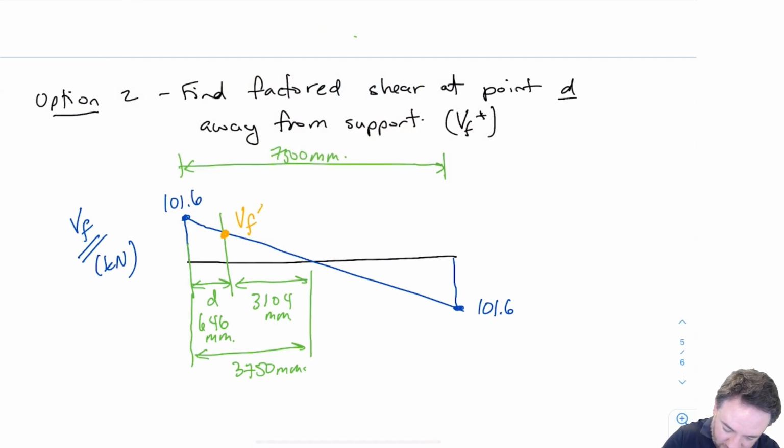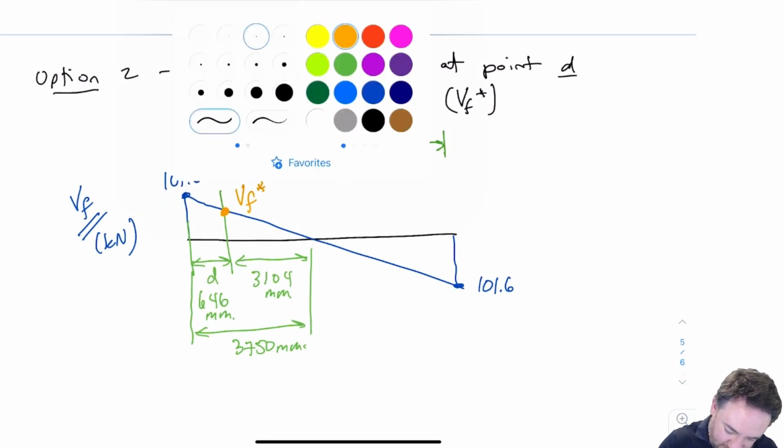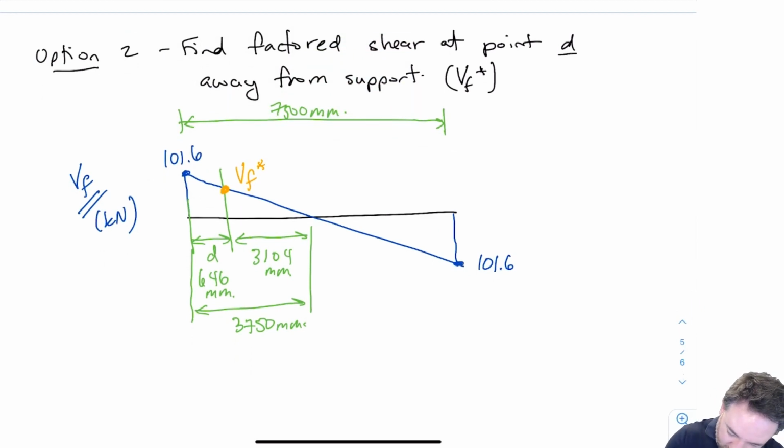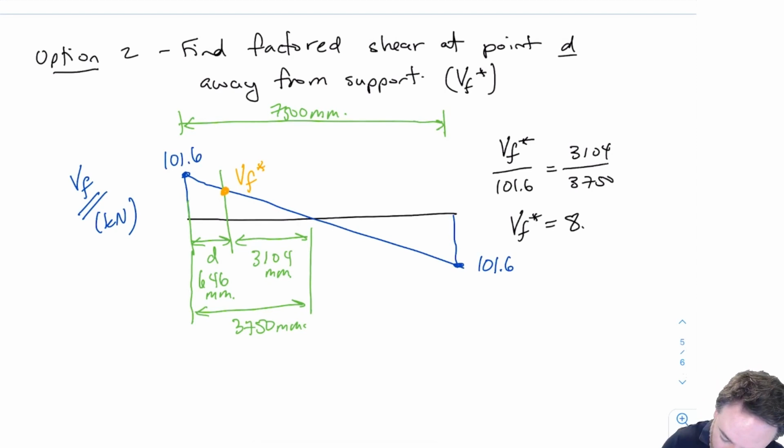I called that before VF star, the factored load at D from the support, and I'm going to use similar triangles for that. So I'm going to say that VF star divided by 101.6 is the same ratio as 3104 divided by 3750. And if I do that, I get a VF star of 84.1.